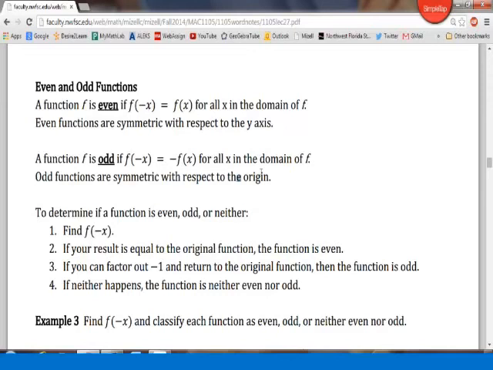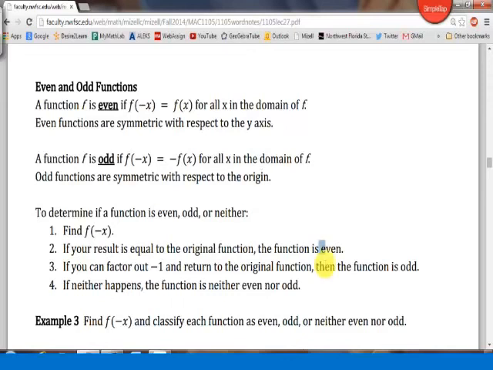So, definitions. A function is even if f of negative x equals f of x for all x in the domain of f. Now for this to be true, the domain has to be symmetric with respect to 0. Basically, if 19 is in the domain, that means negative 19 has to be in the domain. If negative pi over 6 is in the domain, that means positive pi over 6 has to be in the domain. That's implicit in this definition. A function is odd if f of negative x equals negative f of x for all x in the domain.